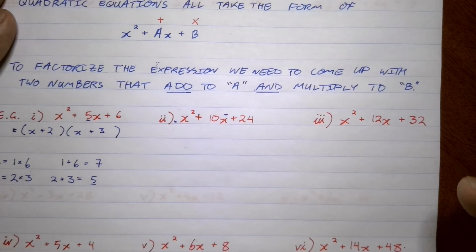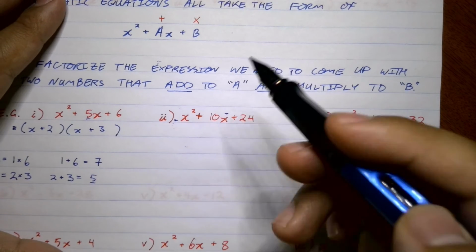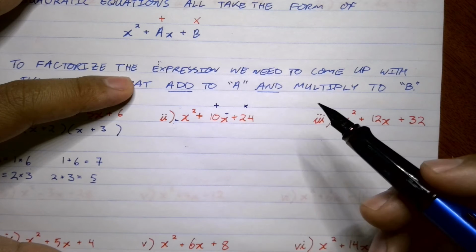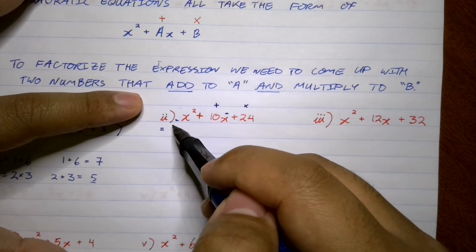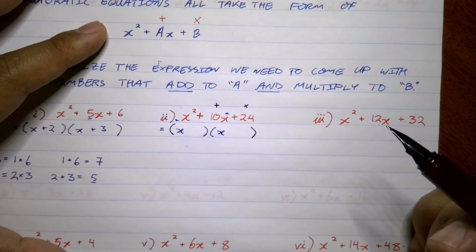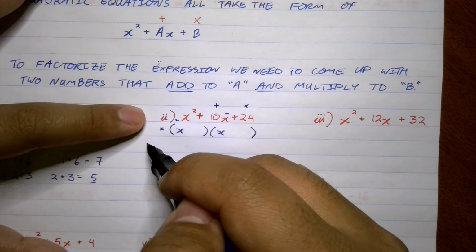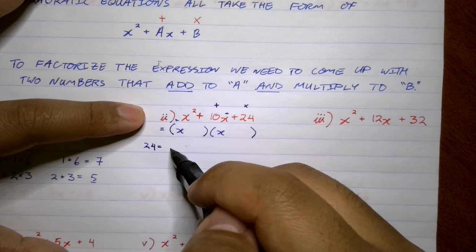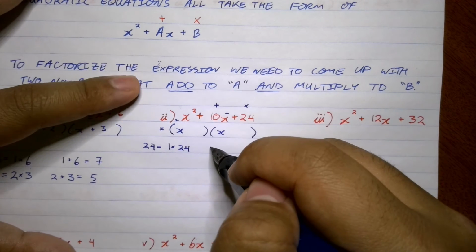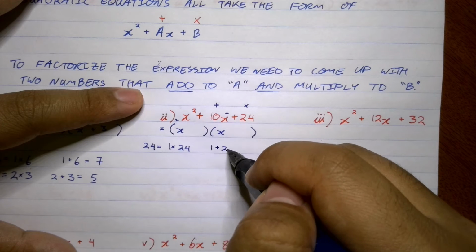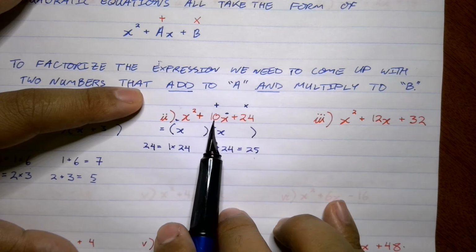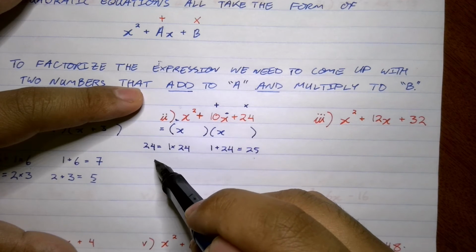Let's try another one. So remember, we're looking for two numbers that add to 10 and multiply to 24. Let's begin first by reminding ourselves that it's going to be two brackets like so. Now let's start with 24. Well, that's 1 times 24, the smallest numbers I can think of. Let's test 1 plus 24. Well, that's 25, which is not what we're looking for. We're looking for a 10.